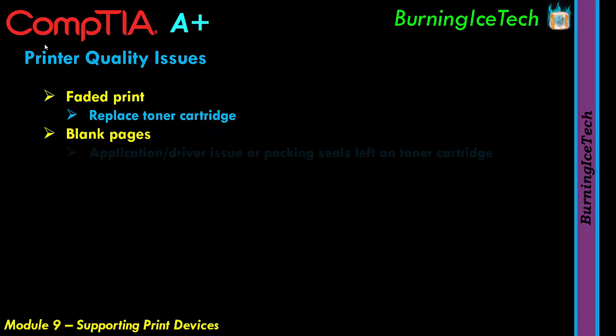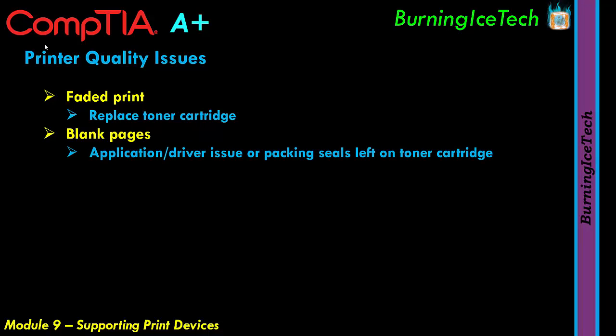Or it could be an application or a driver issue. Or maybe you recently replaced the cartridge, but you never removed that stripe, that seal on the cartridge. Remember that little strip you're supposed to pull off? Maybe you didn't remove it, which means the ink can't actually get out. So if it worked perfectly fine and now suddenly it doesn't work after you replaced the cartridge, just go and check. Maybe this is a seal you forgot to remove.